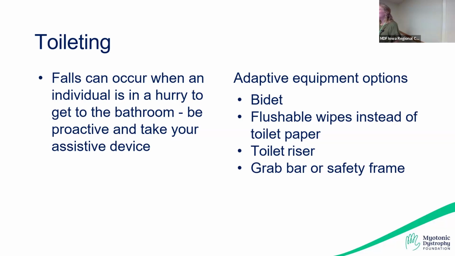The next one that we'll talk about is toileting. As I said earlier, falls unfortunately frequently occur when somebody's on their way to get to the bathroom because they're in a hurry. And that assistive device, that walker, can sometimes get left off to the side because you think you can get there quicker without it. You'll be safer, you'll get there in a better fashion if you just take that device with you.